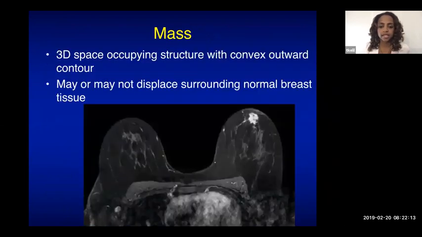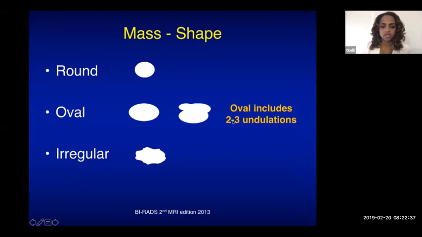A mass is, in contrast, a 3D space-occupying structure with convex outward contour. It may or may not displace the normal surrounding breast tissue. So here's an example of a mass. It's convex outward contour, you can see here, and it is a 3D space-occupying lesion, and you can describe its shape and margin.